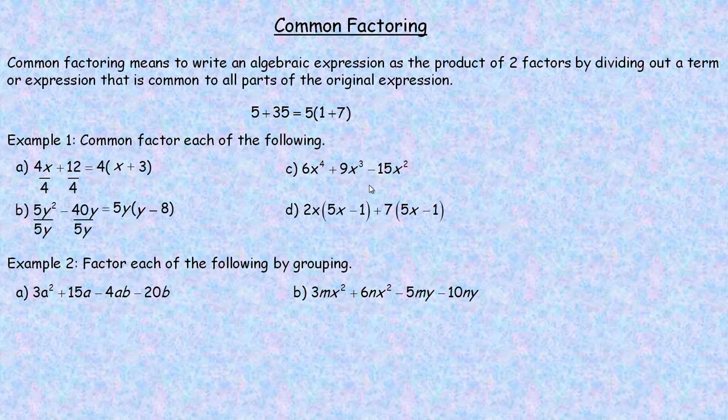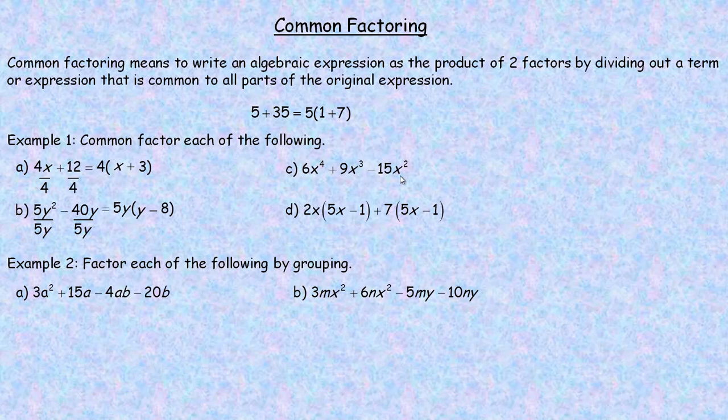For C here, 6x to the fourth plus 9x cubed minus 15x squared. Notice that the largest common number factor that divides into these three numbers is the 3. And they all have powers of x. Whatever is the lowest common power of x, which would be the x squared, would be the common factor. So we can factor an x squared out of this, a 3x squared.